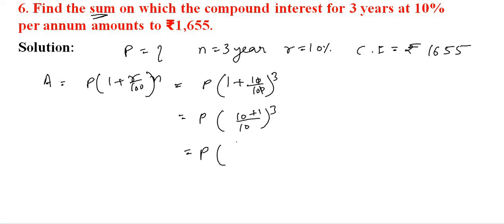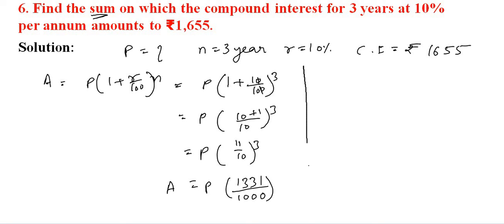Then P again, 11 upon 10 to the power 3. Now solve the power. 11 to the power 3 will be 11 into 11 into 11, which is 1331, and when you do the cube of 10, it will be 1000. Okay, now you got the value of A.